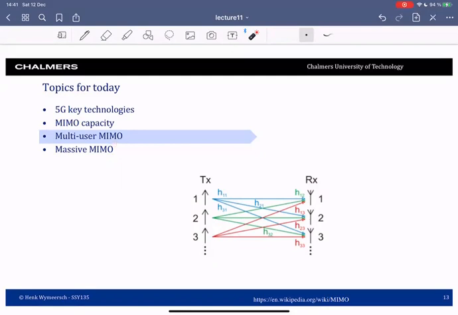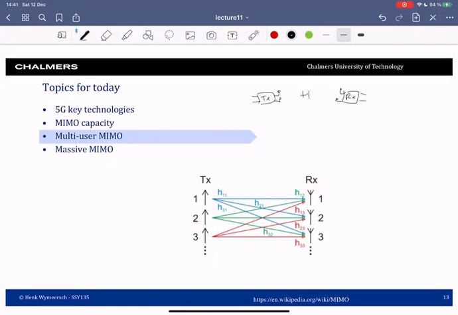Multi-user MIMO is an extension of standard MIMO. So recall in standard MIMO we had our transmitter with multiple antennas, our receiver with multiple antennas, and then maybe our transmitter and receiver did some pre-coding and combining using SVDs, and we had our channel.